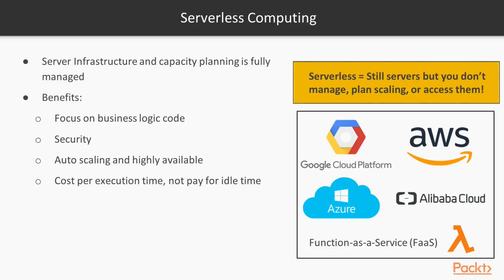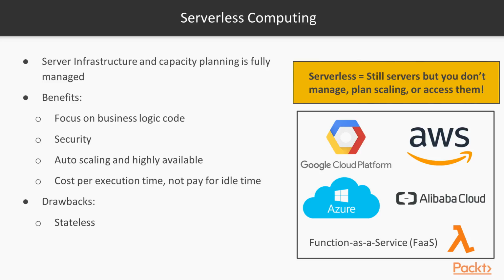For example, there's different offerings in different public clouds. In Google, Azure, AWS, or Alibaba Cloud, we have this concept of functions as a service. This is where you just deploy your business logic code within a function, and everything else around it, the security, the scalability, is managed by the cloud provider.